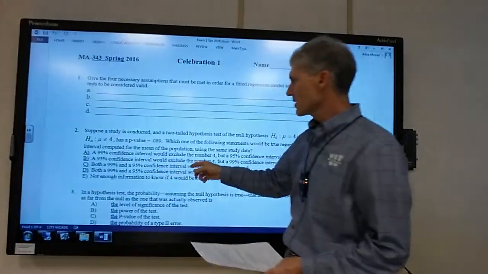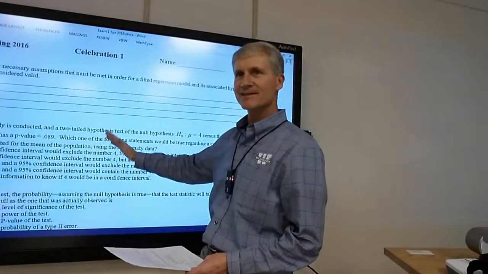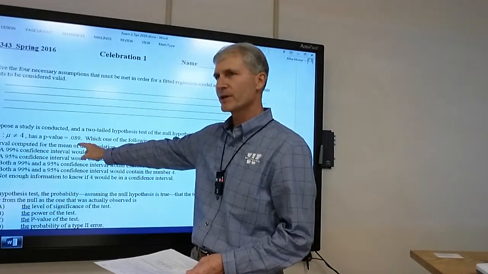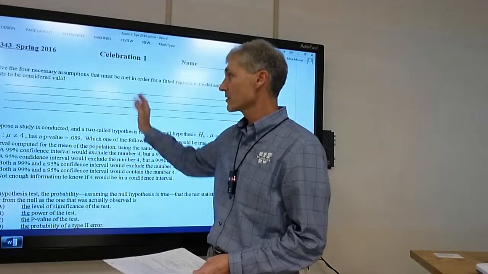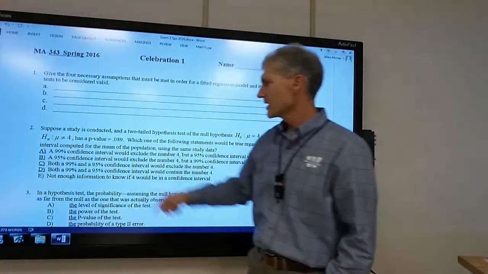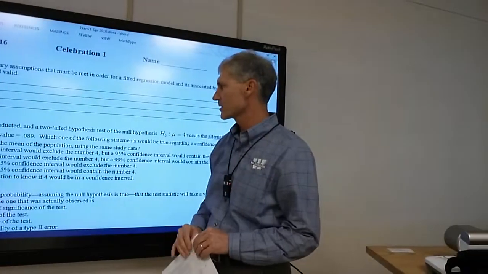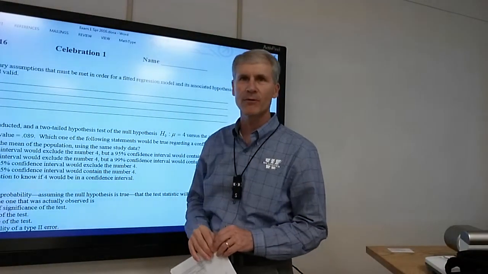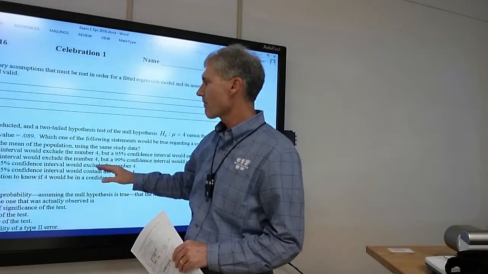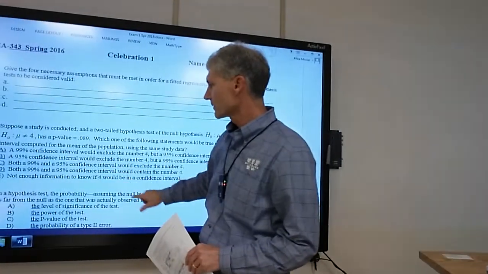On number 2, you had one like this on the practice exam, but the p-value was in between 0.01 and 0.05. This one I made bigger than 0.05, which changed the answer to both a 99% and a 95% confidence interval would contain the number 4. You would fail to reject that null hypothesis. Okay?